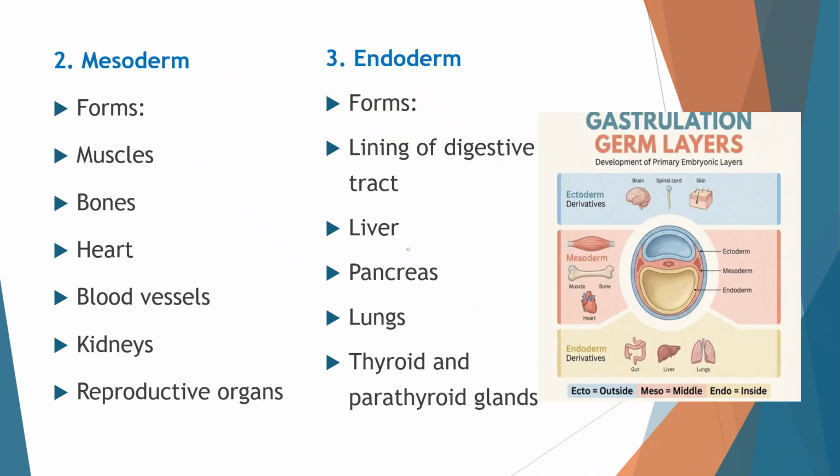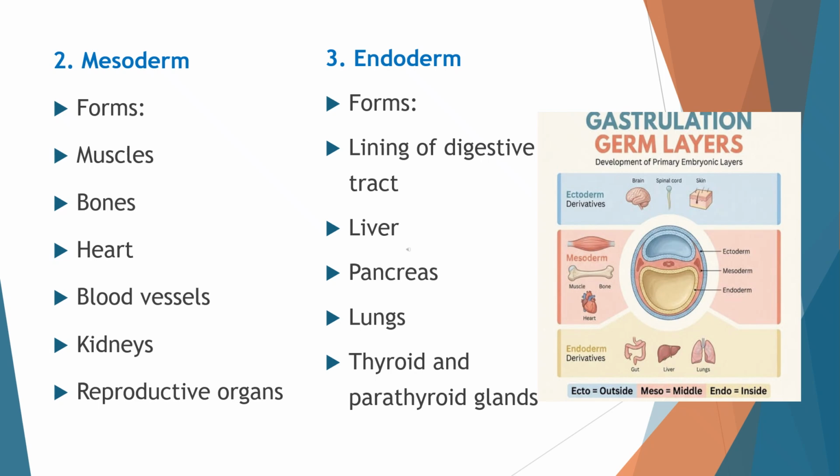In the previous slide, we learned about the ectoderm. Now let's discuss the remaining 2 germ layers, the mesoderm and the endoderm. Let's start with the mesoderm. The mesoderm is the middle germ layer. An easy way to remember this is, meso means middle. The mesoderm mainly forms the supporting structures of the body and the circulatory system.